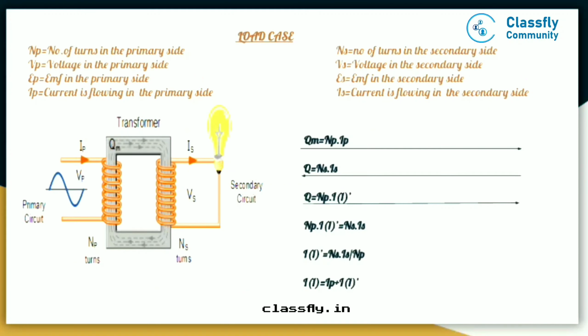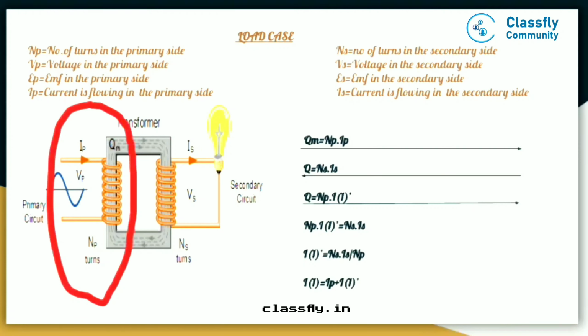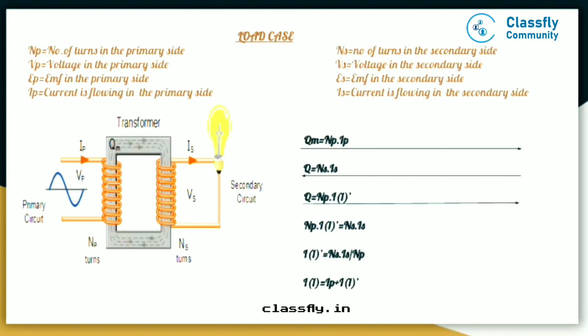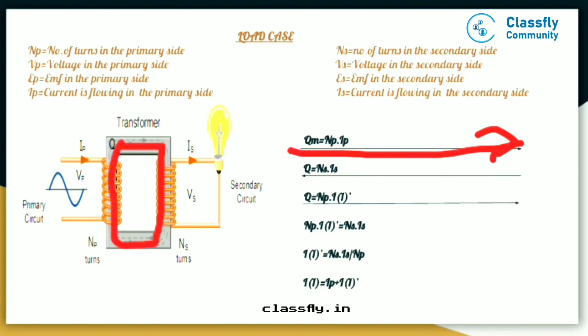For the load case also we have a similar thing. In the primary side we denote NP as the number of turns, VP as the voltage, EP as the EMF, and IP as the current flowing through the primary side because a voltage has been given. So our phi will be NP times IP, where IP is the no load current and NP is the number of turns in the primary side. That means only our phi M will be moving from primary to secondary.